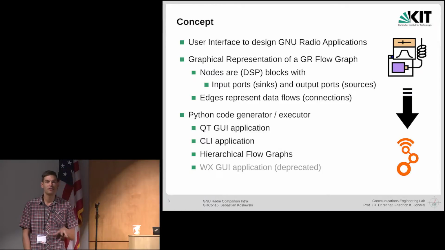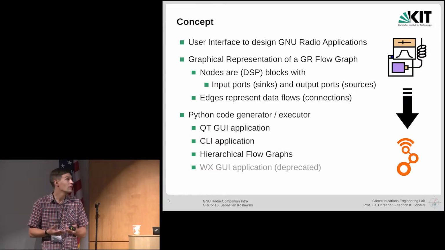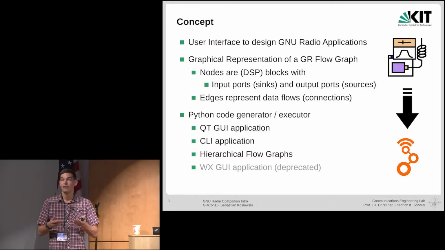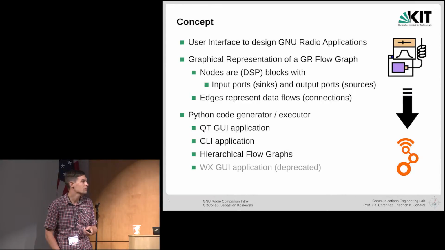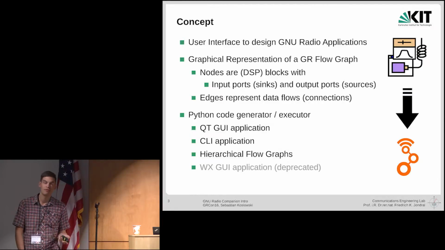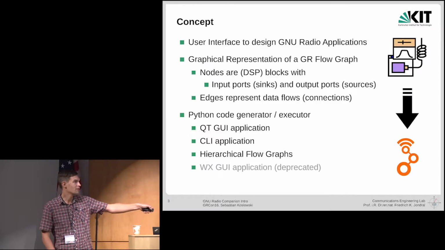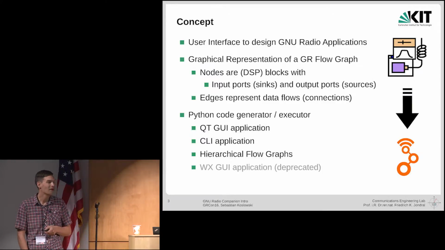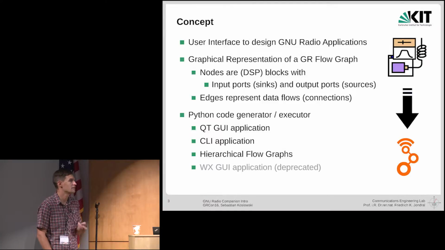The second part of the application is the actual code generation. Now, once you have that graph in place and you set up all the functions you want to have, you hit generate or you hit run. Does both the same thing. It generates either a Qt GUI application, a command line application, or another block that can be used in yet another radio application. We call those hierarchical flow graphs. Now, in most of your distributions of GNU Radio, there still is the WX GUI, which is deprecated now. So with the next GNU Radio release, we'll no longer have that, but I'm just mentioning it. This is the 4th generate mode.